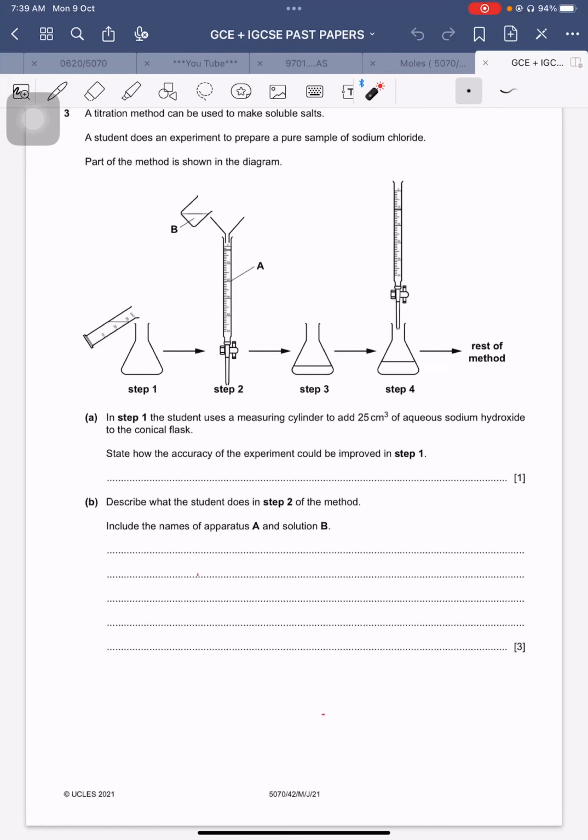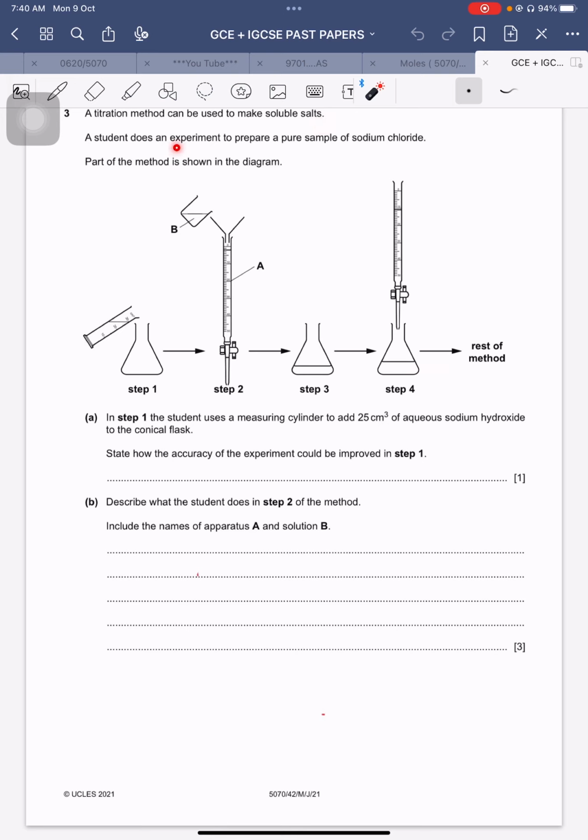Hey guys, we are back here with the practice of past paper questions related to the topic of kinetic particle theory, separation and purification techniques, paper chromatography. So, right now there is a question in front of me. A titration method can be used to make soluble salts. Okay, so what's the next question?